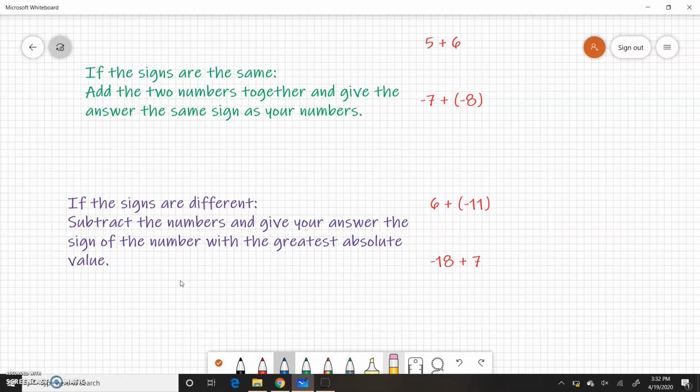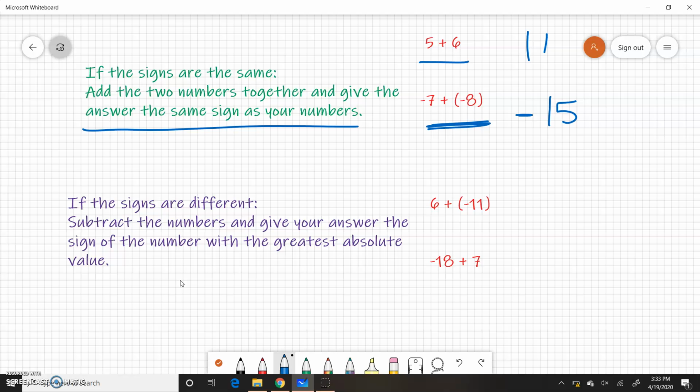If the signs are the same, you'll just add the 2 numbers together, and then you'll put the sign that it is. So for example, 5 plus 6, 11. There is no positive sign, so I just leave it as 11. Negative 7 plus negative 8, the signs are the same, so I'm going to add my digits together. 7 plus 8 gives me 15, and they're negative, so it's negative 15.